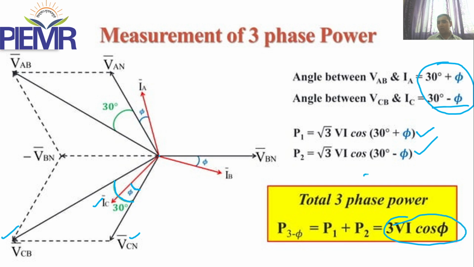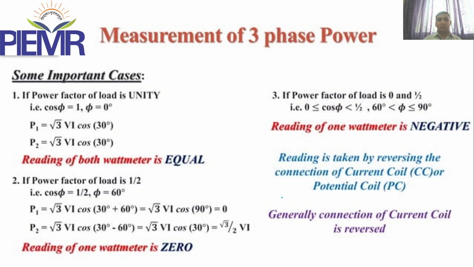That is our formula for 3 phase wattmeter. It is 3 V phase I phase cos phi, which we also get from the previous formula. In the previous 3 phase wattmeter, that is what we wanted. So hence proved that the 2 wattmeter method can actually be used for 3 phase power measurement.